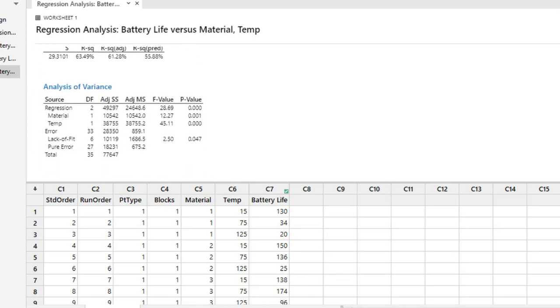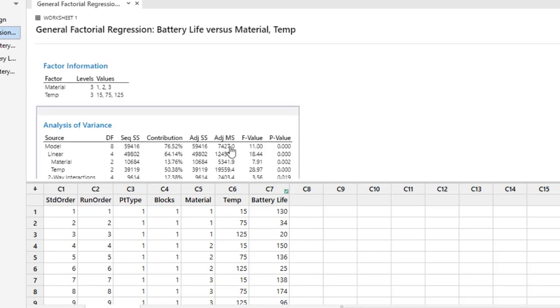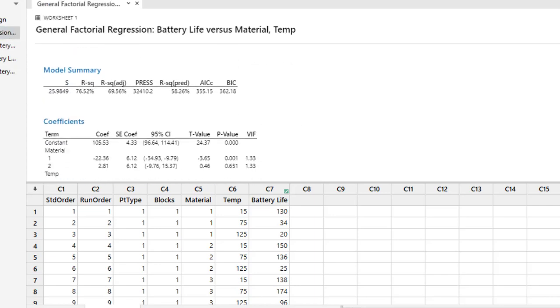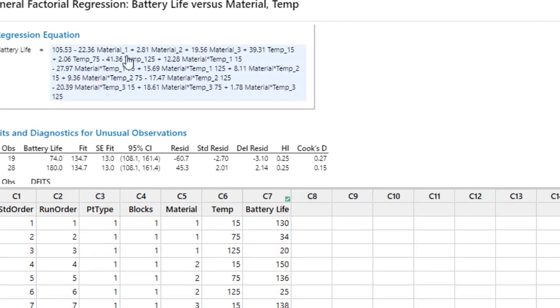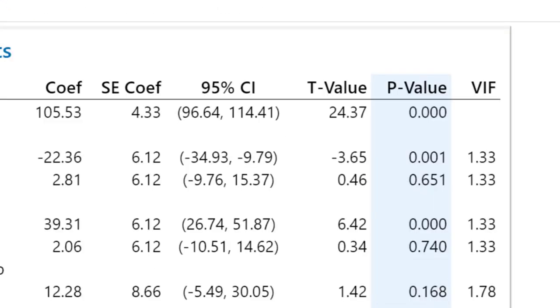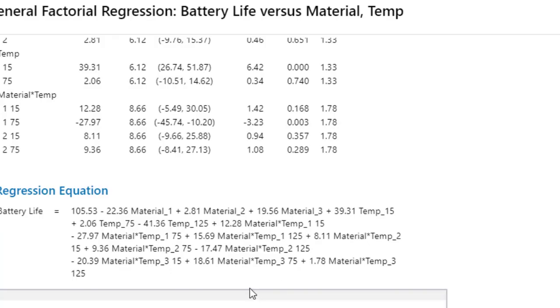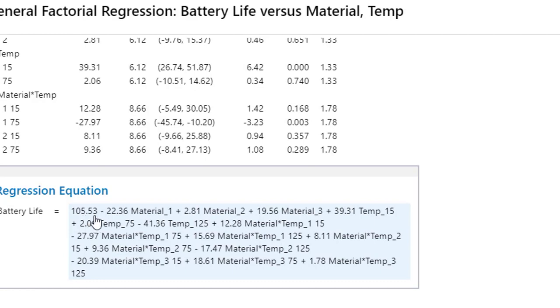So this is the analysis of variance plot: material has a significant value, temperature also has a significant value, and we will get the regression equation like this in the general full factorial design. So this is our regression analysis equation. Let me maximize the screen so you can see it better. Battery life will be equal to 105.53 minus 22.36 for material type 1. So material type 1 has a negative effect on the battery life. Material type 2 has a positive effect on battery life. Material 3 also has a positive effect, plus 19.56.